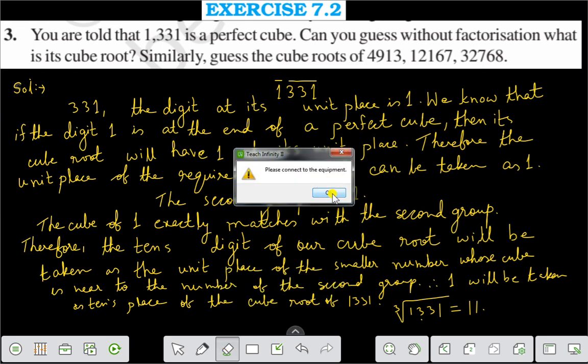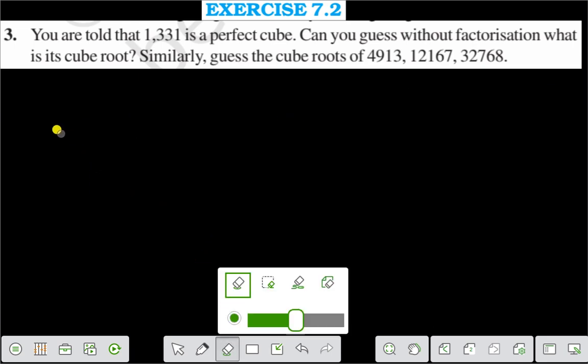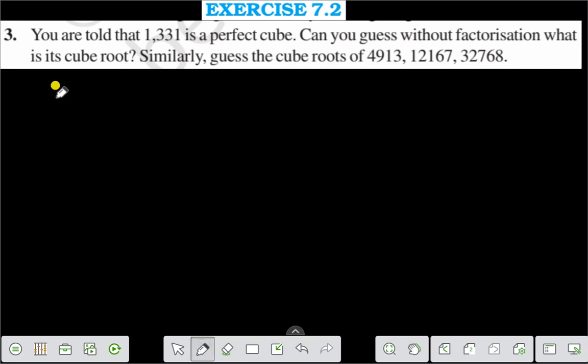Now, the second number here is 4913. Let us take 4913. Divide it into two groups: 913 and 4.